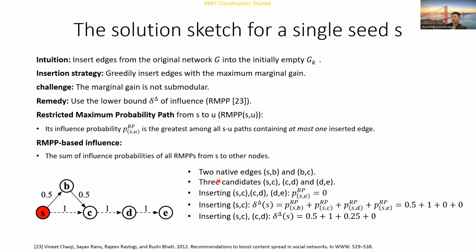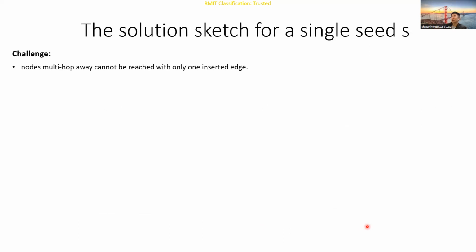In this example below, we have two native edges, SB and BC, and three candidate edges for insertion. If we insert all of them, the influence of S over E is still zero because we have to traverse more than one inserted edge to reach E, which is not allowed in this model. If we only insert edge SC, the influence of S will be 1.5. Similarly, if we insert edges SC and CD, the influence of S will become 1.75. Even with this new model, we still cannot reach those further away.